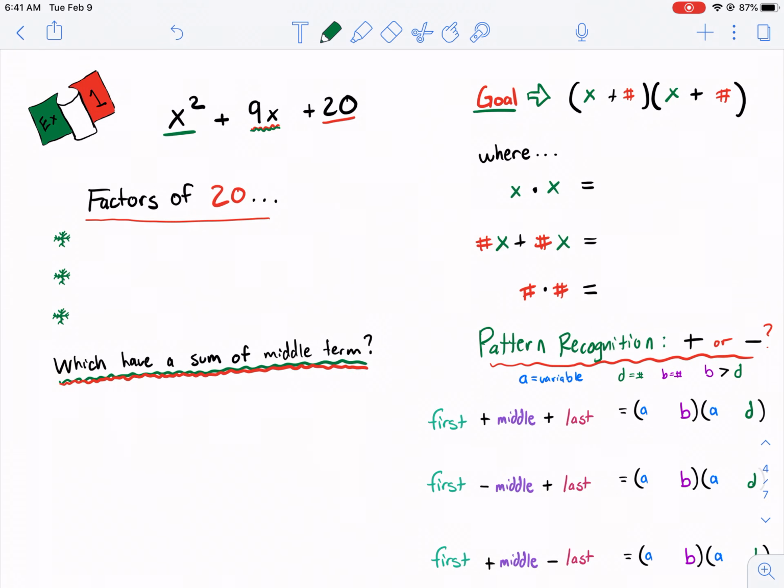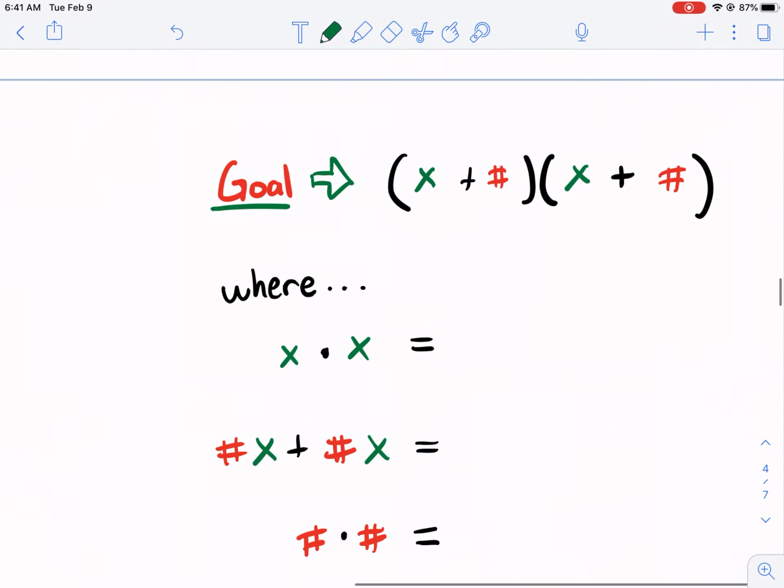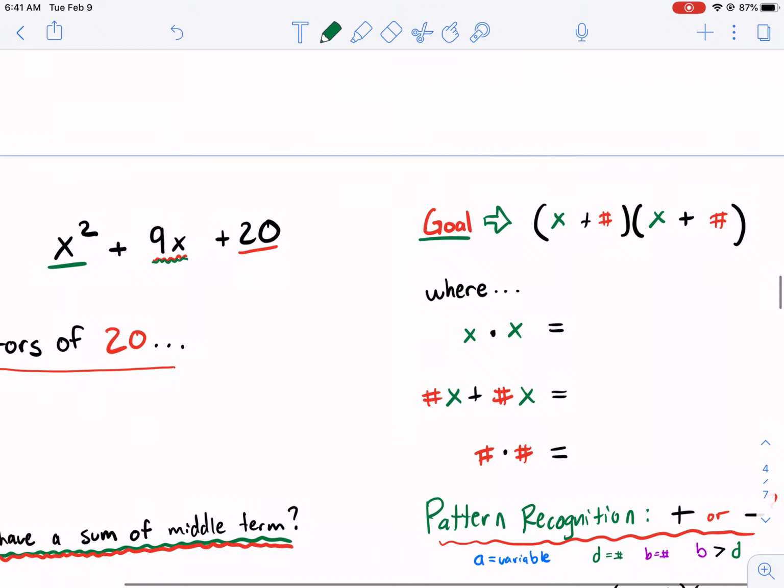Let's go ahead and start with example 1. Example 1 is x squared plus 9x plus 20. How do we factor this? Well, our goal is to get a trinomial into this setup where we have 2 parentheses for the 3 terms.